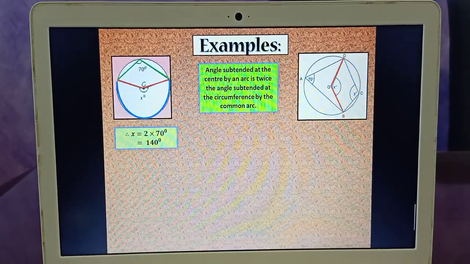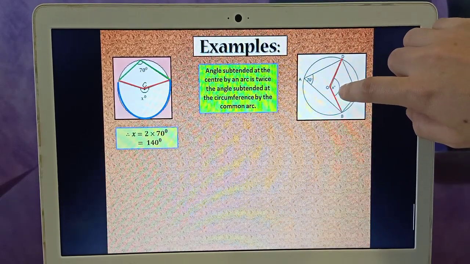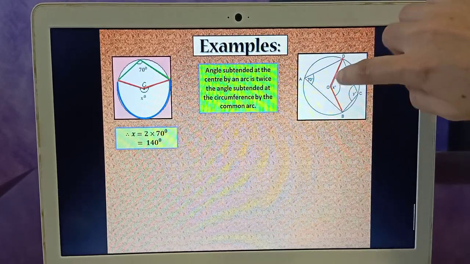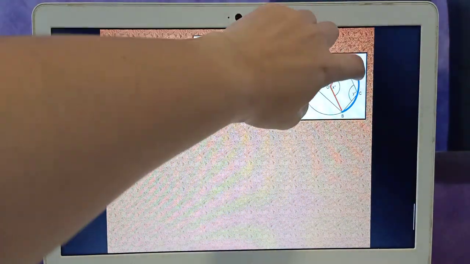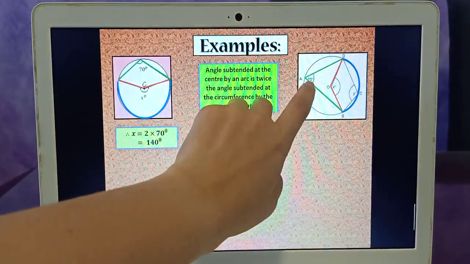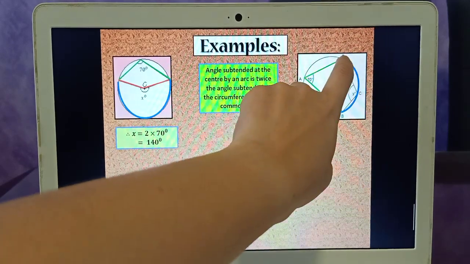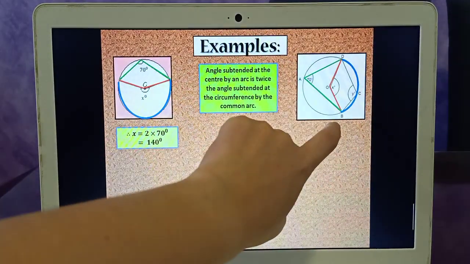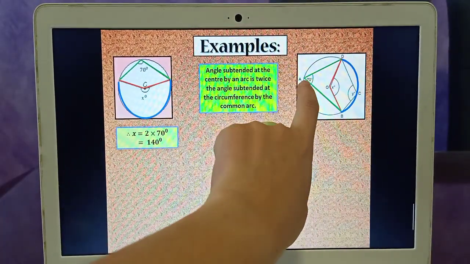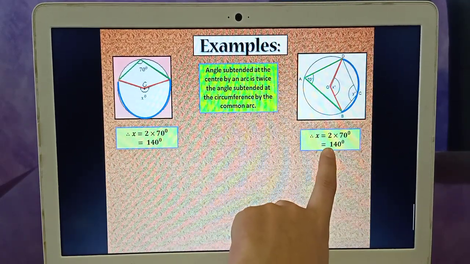Okay, next one. The question asks you to find x and y. So let us find x first. Okay, x is actually the angle subtended at the center because it is formed by two radii and also the minor arc BD. And then the 70 degree here is the angle subtended at the circumference by the common arc BD as well, right? So we can say that the angle subtended at the center is twice the angle subtended at the circumference. So x is equal to 70 degree times 2, which is equal to 140 degree.